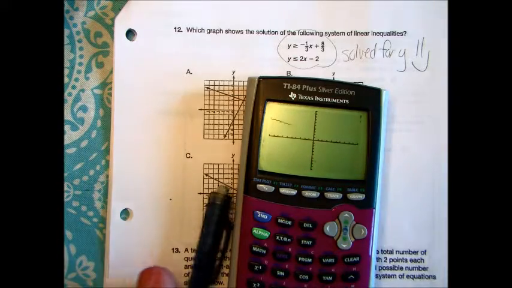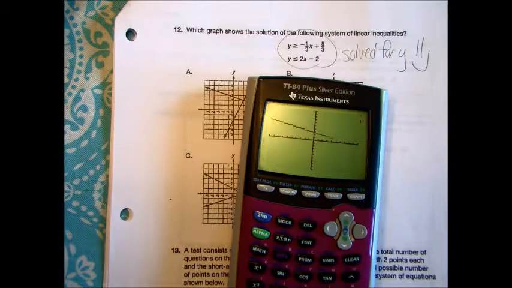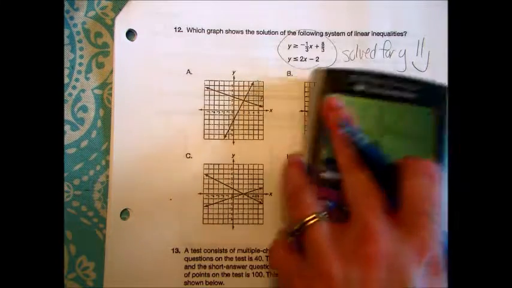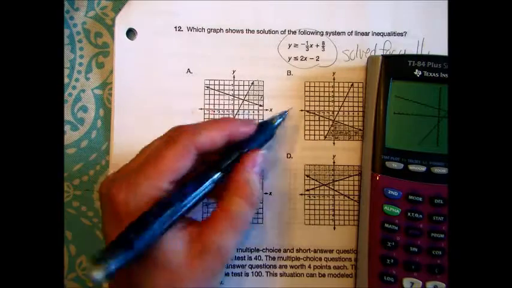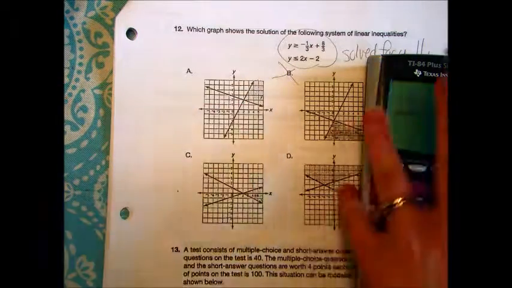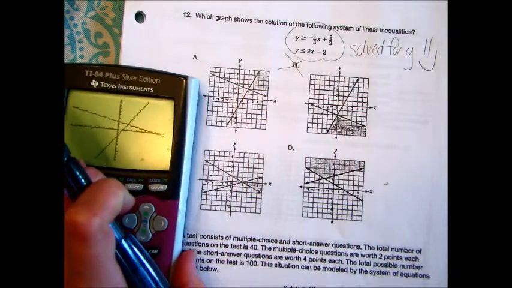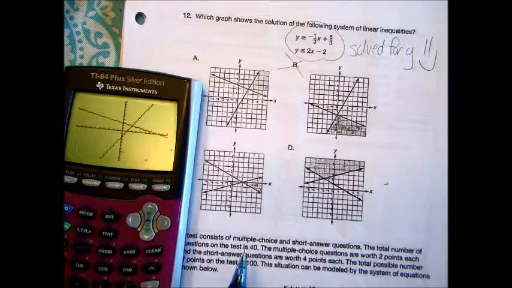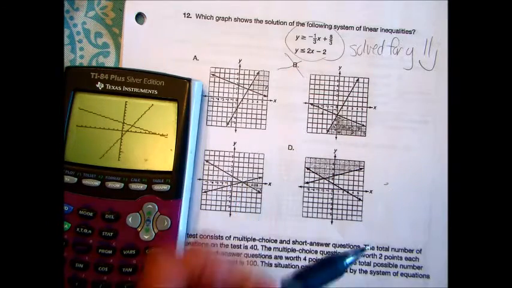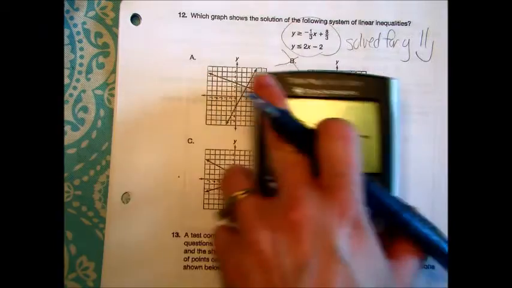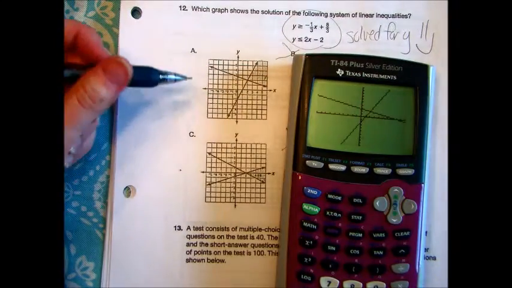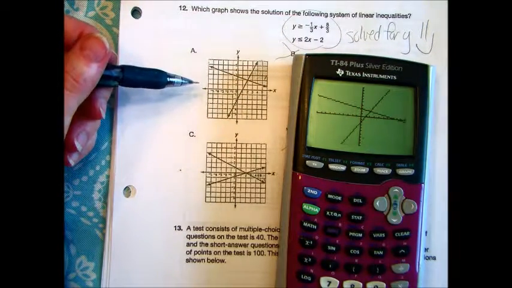When I hit graph, it has to be that line and that line. So when I look, that makes B out of the question. See how it doesn't look like B at all? And it makes possibly A, possibly not D. Well, at least we got it narrowed down. All right, so which one is which?